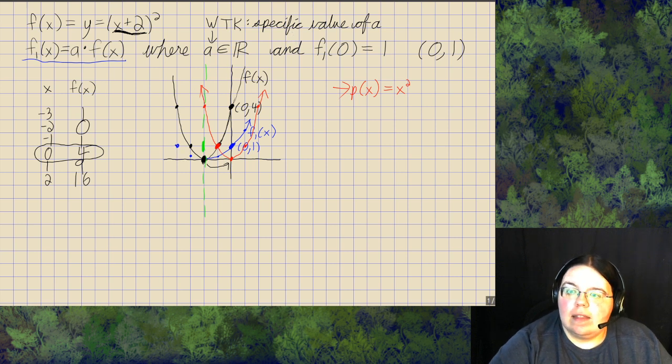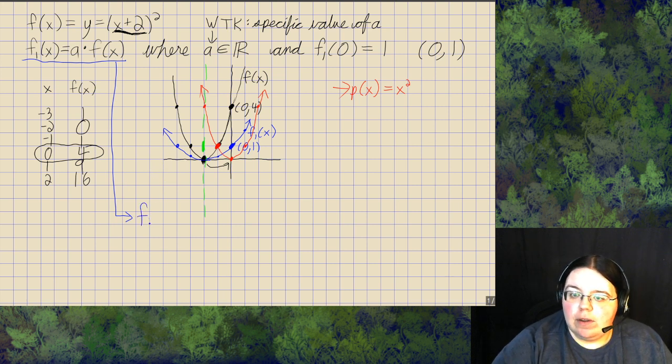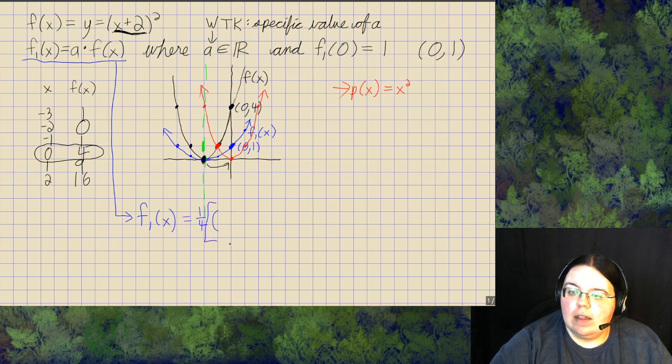So we see that this function has the behavior of a parabola as far as symmetry goes. But one thing we wanted was an actual formula for f1 of x. So let's see where we can go from there. So now we know the value of a. So we know that f1 of x is 1/4 times f of x. Well, f of x was just x plus 2 squared.